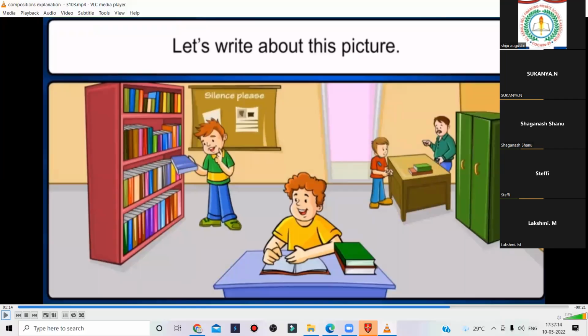But that is for your learning purpose. Okay, so that will be helpful for you. Let us see how many sentences we can make out of this picture. You can see 3 boys in the picture. What are they doing?